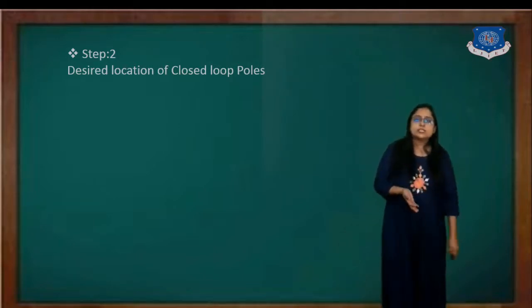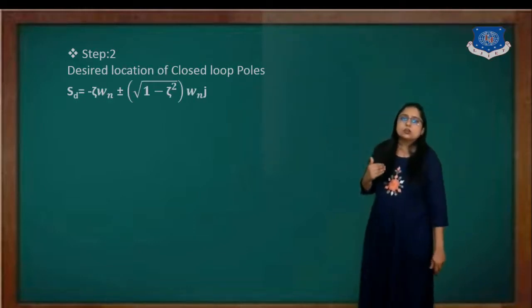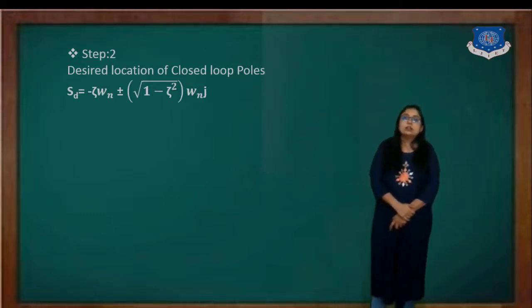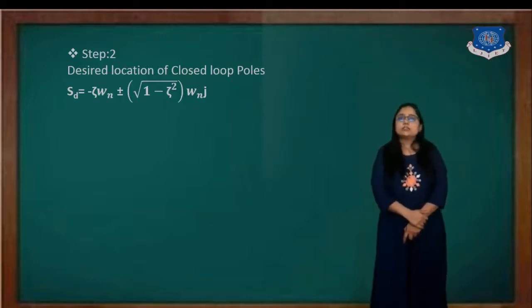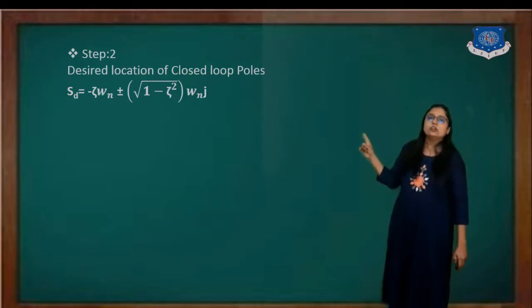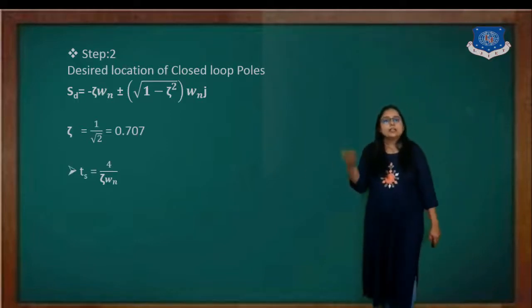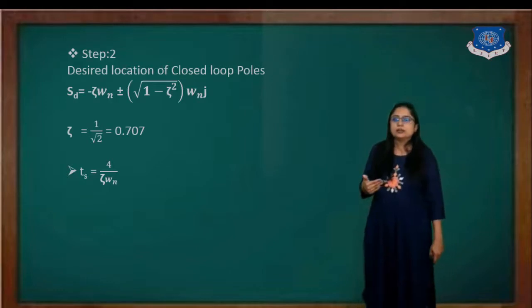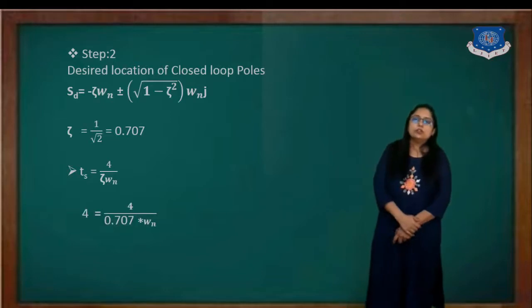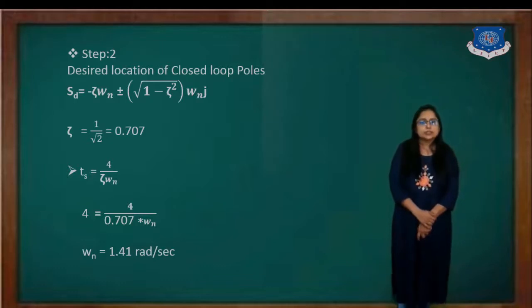Now the equation of SD is SD equal to minus zeta omega n plus or minus j omega n under root of 1 minus zeta square. Now you know very well the value of zeta is given to us, but we do not have the value of omega n. For that, we have the value of Ts. The equation for Ts is 4 upon zeta omega n. Now you just substitute the value of zeta in this equation, so you will get omega n equal to 1.41 radian per second.